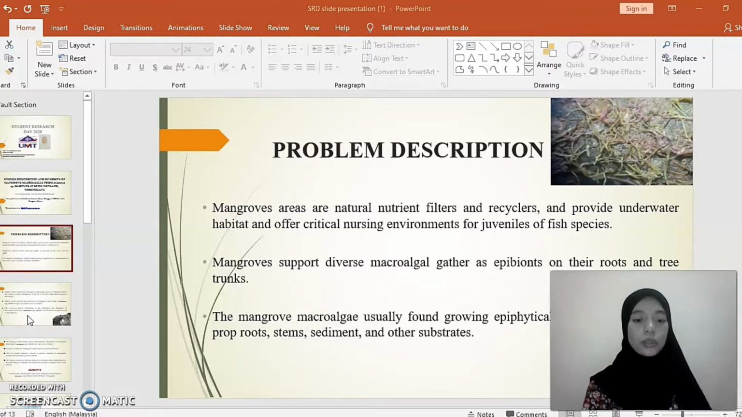Macroalgae associated with mangrove may provide carbon to primary consumers in the aquatic food web. This is because mangrove macroalgae are usually found growing epiphytically on pneumatophores, roots, stems, sediments, and other substrates.